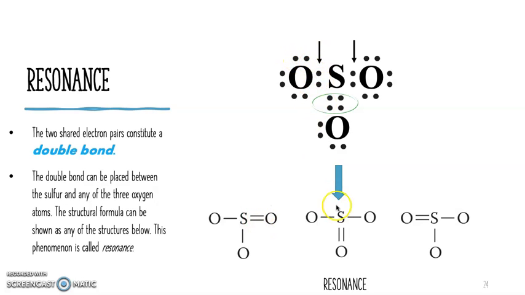If I move this to here, this structure makes this oxygen have 2 electron pairs shared with sulfur. The 2 shared electron pairs constitute a double bond. So here is a single bond, but this is a double bond. The double bond can be placed between the sulfur and any of the 3 oxygens. It can be placed on the oxygen to the right, on the oxygen to the left, or on the oxygen at the bottom. The structural formula can be shown as any of the 3 structures I show you here. This phenomenon is called resonance.